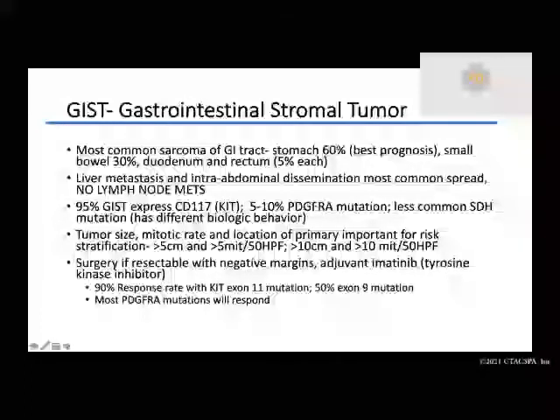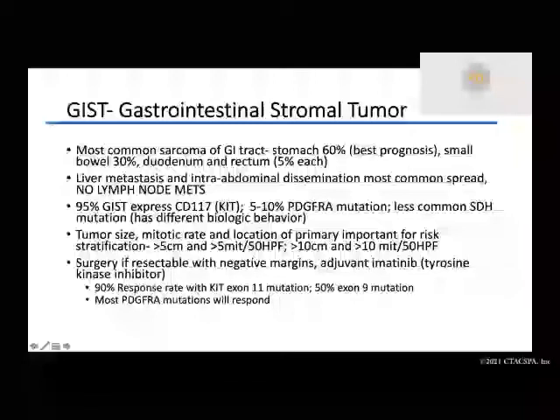Again, similar to the last slide, 5 centimeters and 5 mitoses, right? That is your first cutoff for when you're starting to worry and when you're going to offer adjuvant treatment. 10 centimeters and greater than 10 mitoses, in real life, that's when you start thinking about potentially, even in sometimes resectable disease, giving them upfront tyrosine kinase inhibitors.